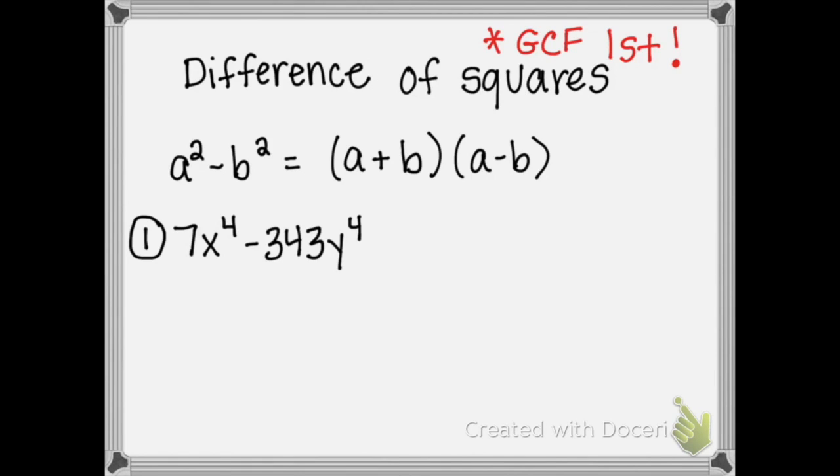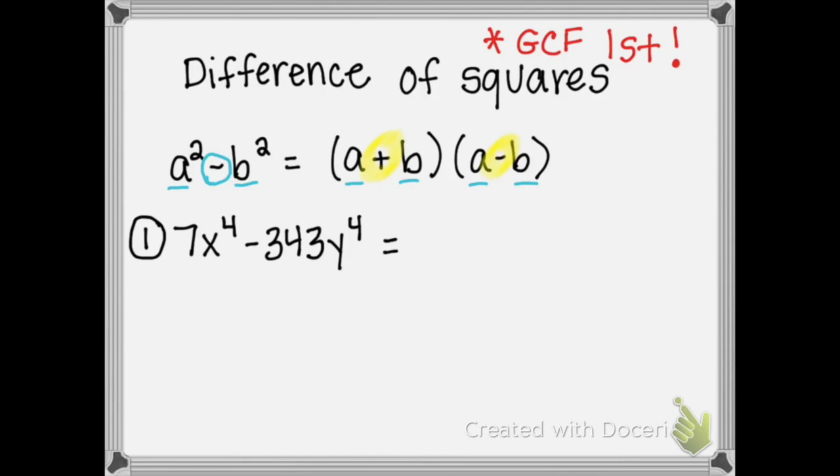Difference of squares. So remember, in order for this to work, you have to have perfect squares and they have to be subtraction. So when we're looking at a squared and b squared, they are perfect squares and we have subtraction in between them. So given that, the square root of a squared would give me a, and the square root of b squared would give me b. The only thing that you've got to make sure of is that you have a plus and a minus when you do it. So always make sure you check for GCF first.